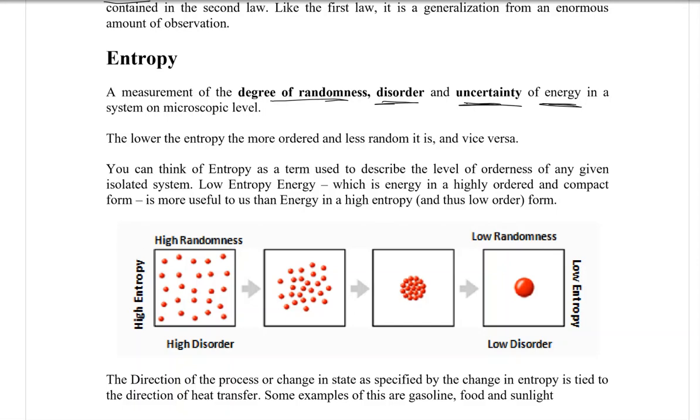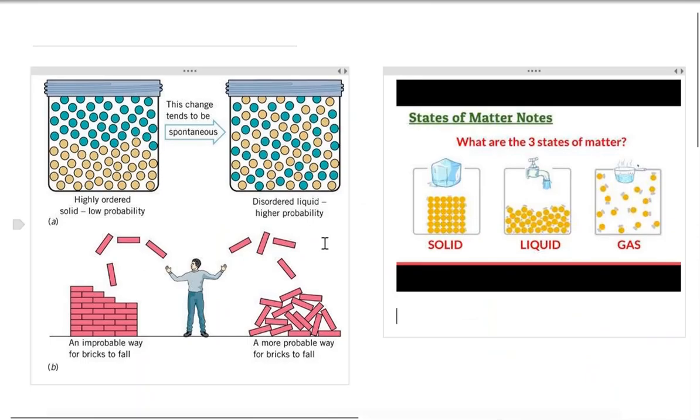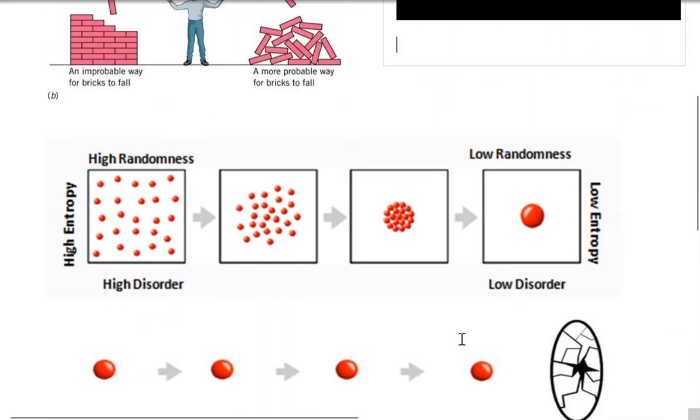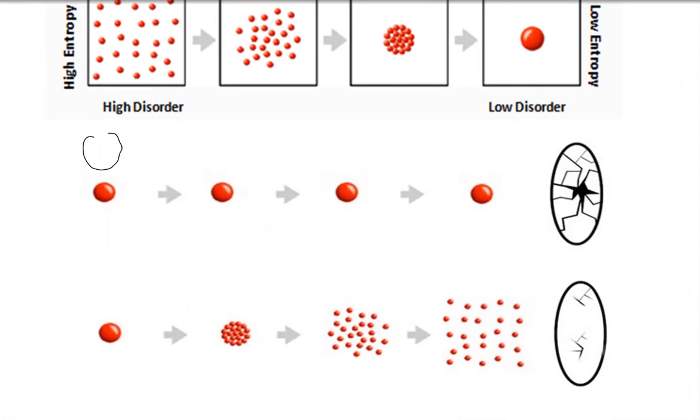So let's have an example first, and then we will be able to understand fully what entropy means. Let's have an example: we have some marbles in our hand, or let's say some balls in our hand, and those marbles or balls are compact enough.